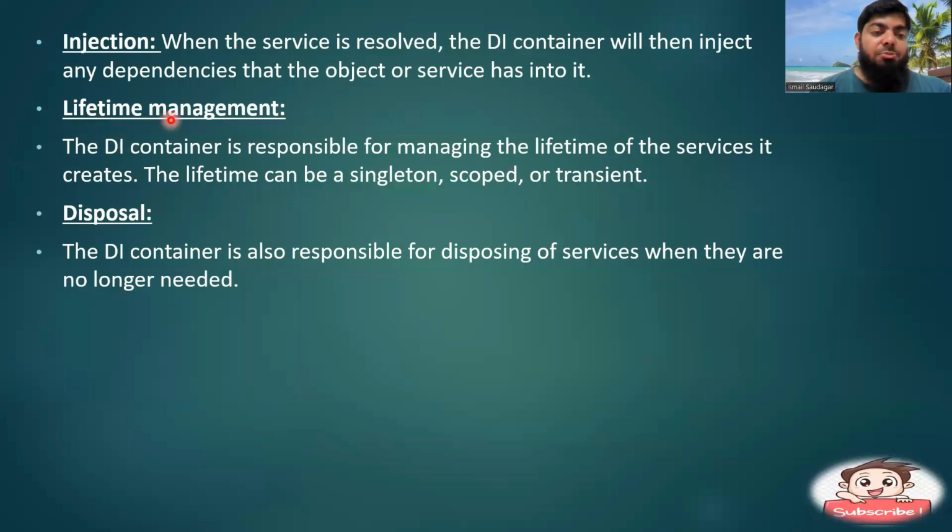Now lifetime management. The dependency injection container is responsible for managing the lifetime of the services it creates. The lifetime can be singleton, scoped, or transient. Now the next step is disposal. The dependency injection container is also responsible for disposing of services when they are no longer needed. So if an object is no longer needed, it will be disposed by the dependency injection container.